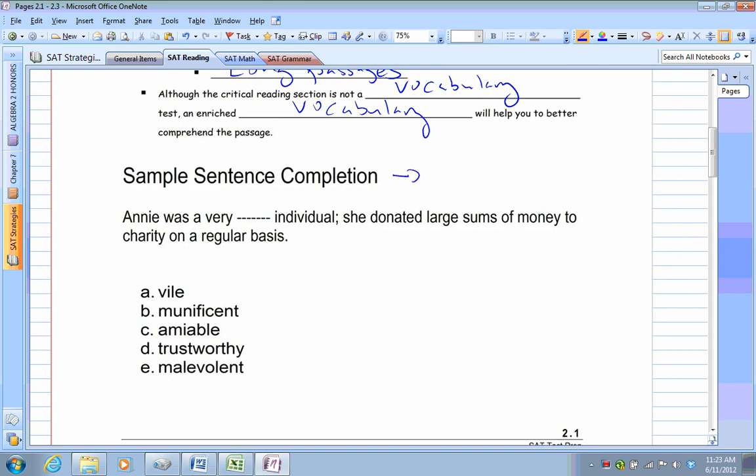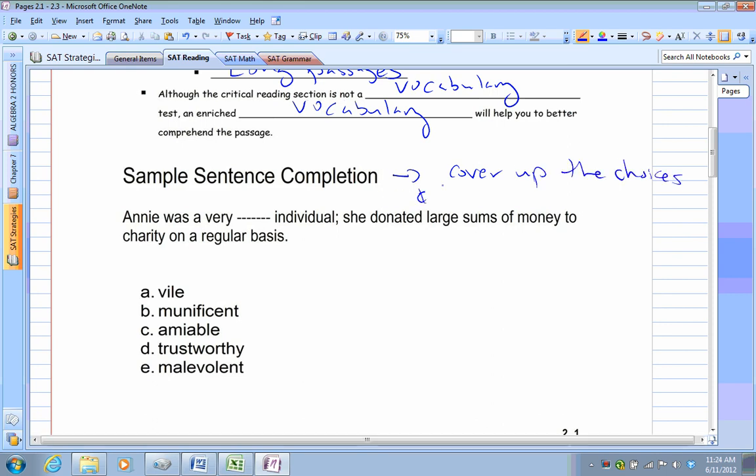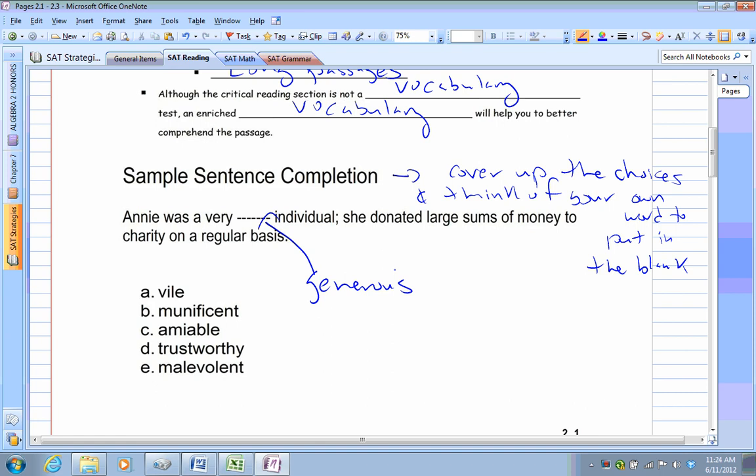So what you want to do for sentence completions is try to cover up the choices and think of your own word to put in the blank. For example, well, I'm not really covering it because it's projecting through, but if you were to cover them up and then think of your own word, what would be a good word to put in the blank? Perfect, I love that word. Generous would be a good word to put in there because you donate large sums of money to charity, and did it on a regular basis.